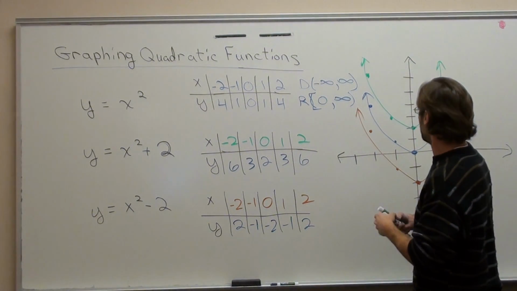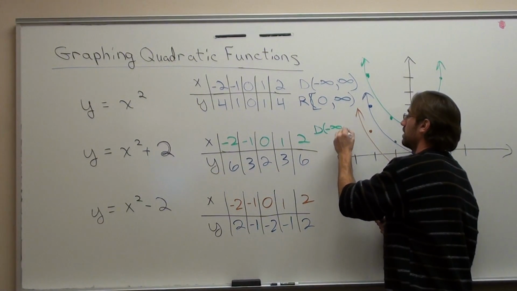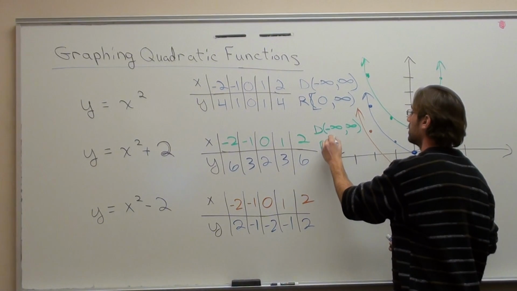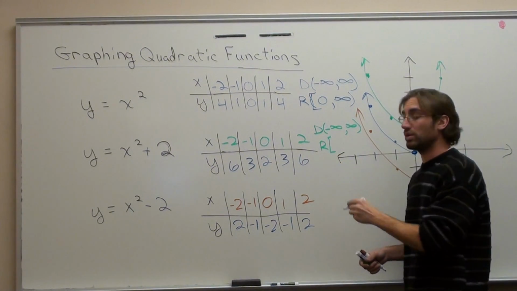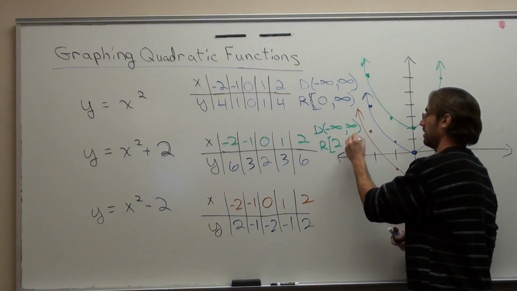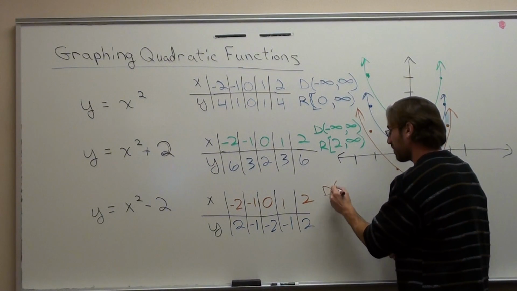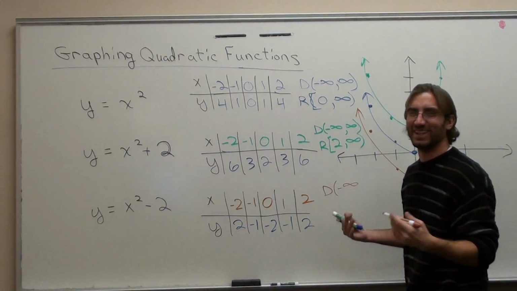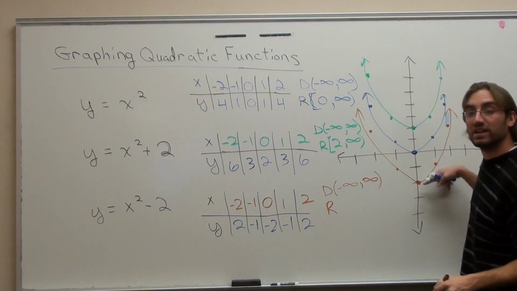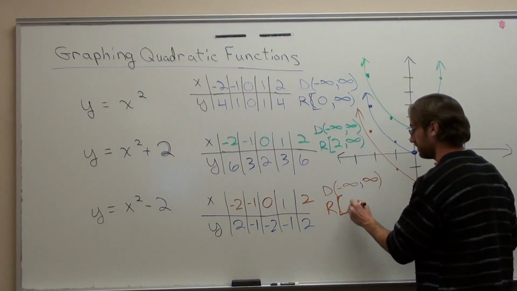For the green one, the domain goes from negative infinity to infinity, but the range goes from 2 to infinity, because its lowest point is 2 all the way up. And for the last one, the domain is from negative infinity to infinity. And the range is negative 2 all the way up. Sorry, that's a closed bracket.